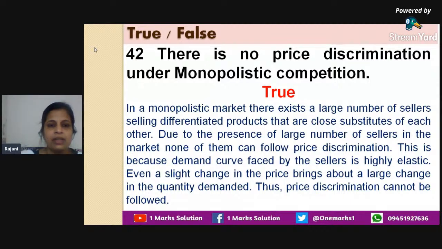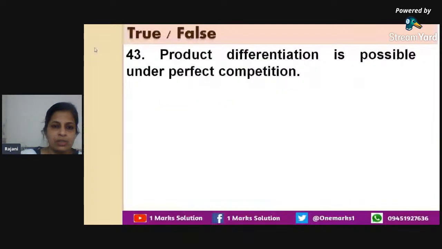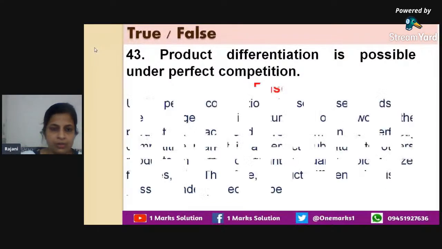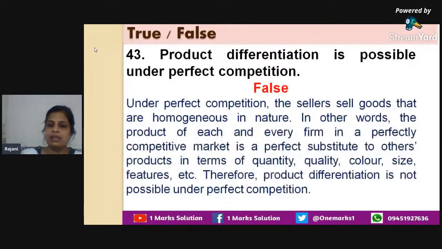Okay, coming to the next one. Product differentiation is possible under perfect competition. Definitely not. False. Under perfect competition, the sellers sell goods that are homogeneous in nature. In other words, the product of each and every firm in a perfectly competitive market is a perfect substitute for others' products in terms of quantity, quality, color, size, features, etc. Therefore, product differentiation is not possible under perfect competition. In perfect competition, all are selling the same product, so there is no scope for product differentiation.